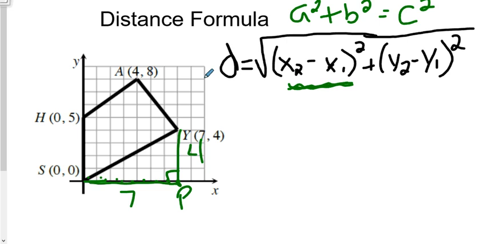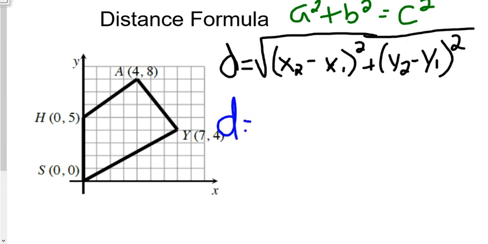Okay, so don't get too overwhelmed by the distance formula. We'll just go through and do the application of this and figure out how long side length SY is, using the distance formula. So I know that d equals, and it doesn't matter which one you choose as your x2 and x1 value. Just be consistent.